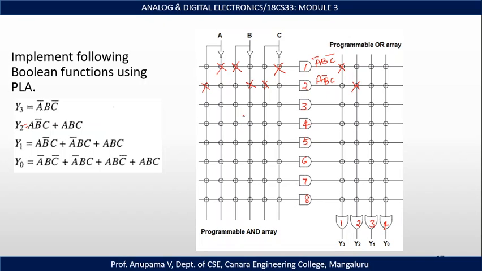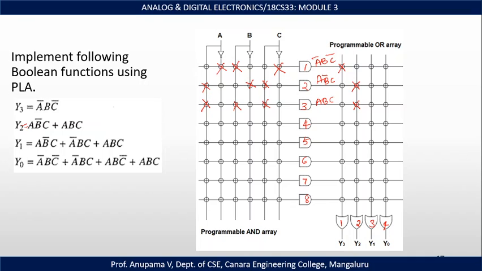The next term in y2 is ABC. So draw an X mark against A, B and C of AND gate 3. The output of AND gate 3 is ABC, which is the input for OR gate 2. So in the line of AND gate 3 and OR gate 2, draw an X mark. Here both the AND and OR arrays are programmable. Now we have implemented y2 = a b bar c + abc using AND gates 2 and 3 and OR gate 2. Next is y1.